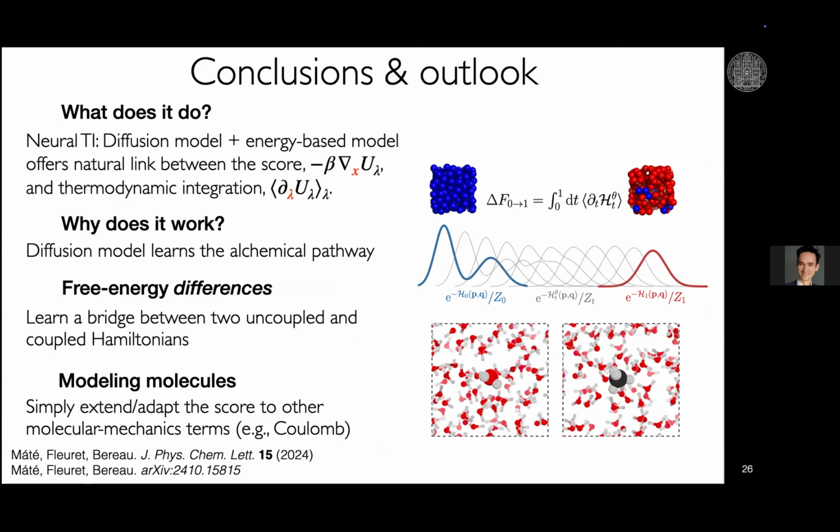So in particular, at the beginning, using diffusion models together with energy-based models, which allows us to parametrize the score or write it out really as this derivative of a potential, which we then recycle and use in the calculation of the integrand that we use in thermodynamic integration. And then what happens here is that the diffusion model learns a better alchemical pathway than what you would probably write out yourself if you do it traditionally.